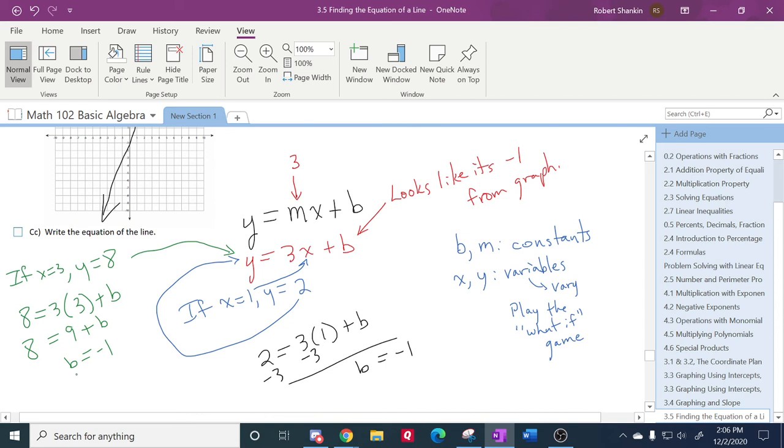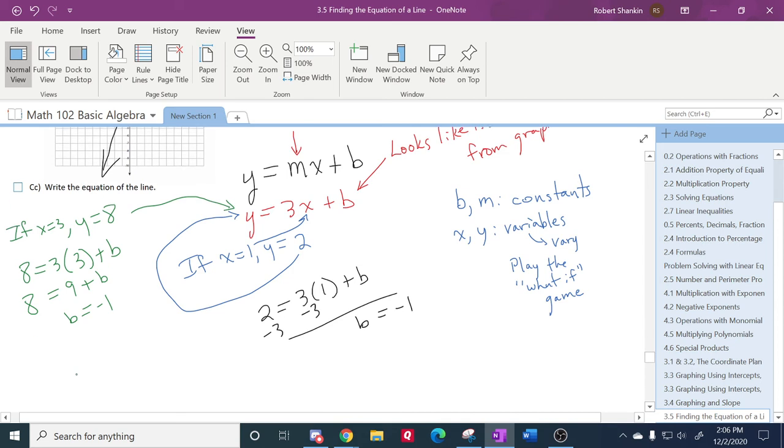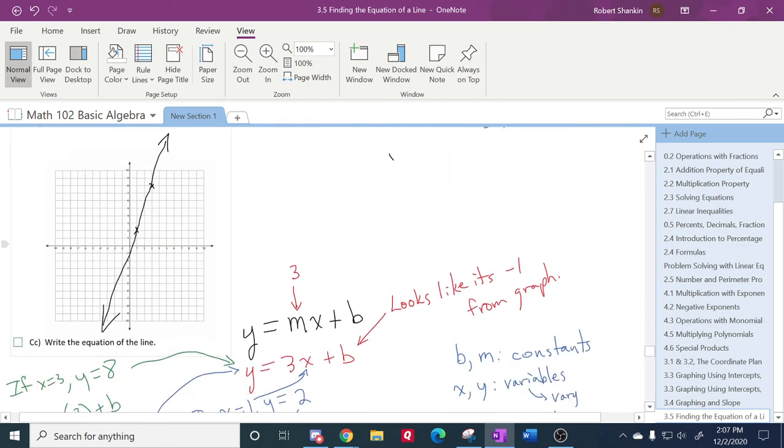So write the equation of the line. It started y equals mx plus b, but it becomes y equals 3x. We knew the m was 3. And now we found out two different ways that the b is -1. So you could put plus -1 or just subtract 1. There's the equation of the line. Any questions?